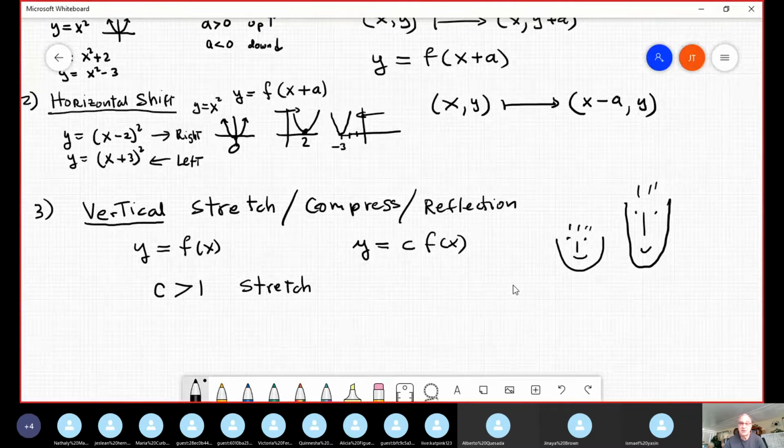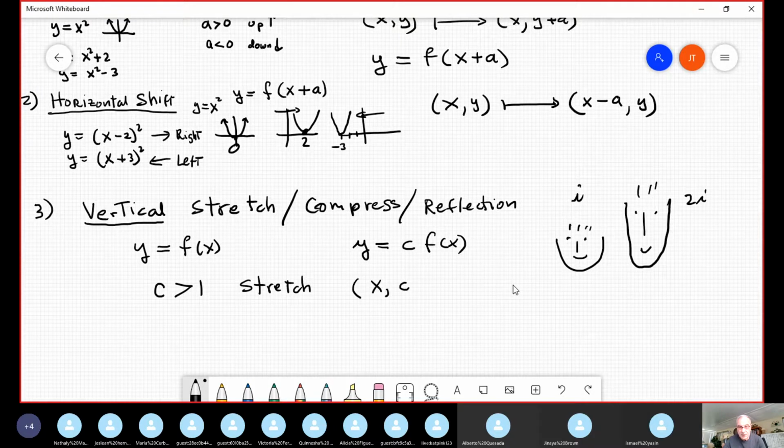Okay? This is the image, and this is 2 times the image, and 3 times the image. Now this is the idea. Vertical stretch, and representation like a point: x stays the same, but y is multiplied by c. C is a number, in this case greater than 1, I suppose 2, 3, 4, 5. Let's see after in the animation, and you understand much better.